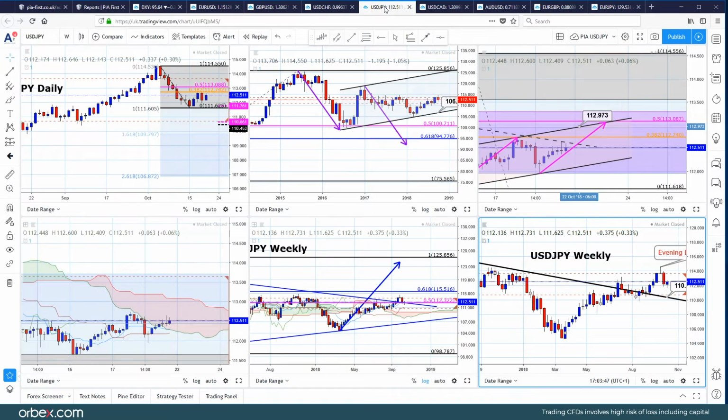Dollar yen. Where do we start here? I think the weekly chart.